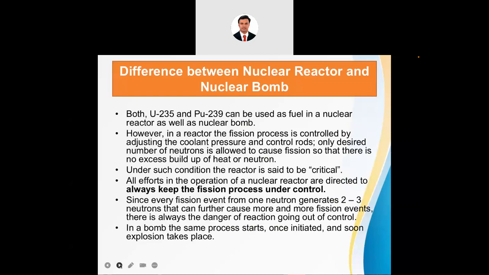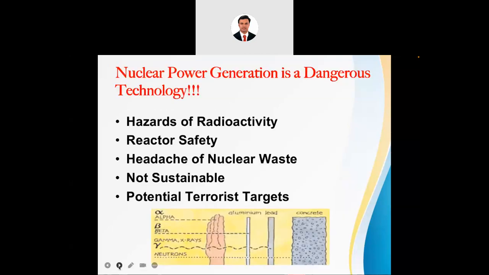Also, consider the difference between a nuclear reactor and a nuclear bomb. The main difference is that in a nuclear reactor, the nuclear chain reaction is under control, whereas in a nuclear bomb, the nuclear reaction is not under control. It is an uncontrolled nuclear reaction.